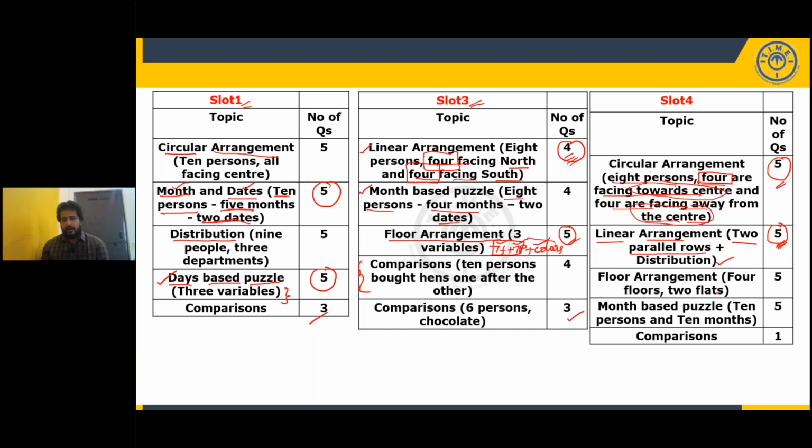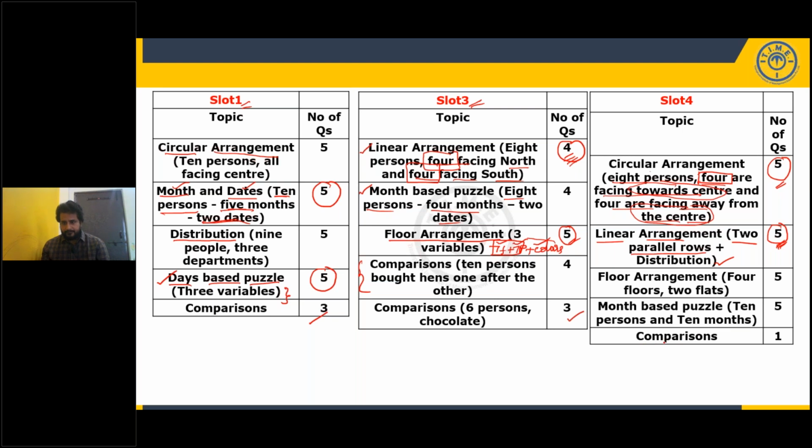Now, floor arrangement, 4 floors, 2 flats. Each floor is having 2 flats. It is a traditional model question, and we have that. It is not any surprise. Months based puzzle, 10%, 10 months. Yes, expected model, not any surprises.